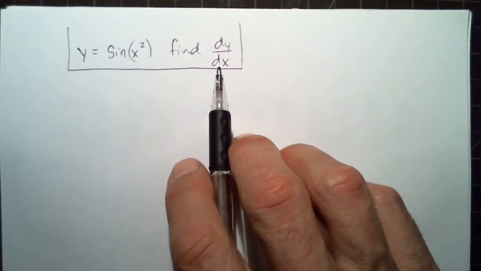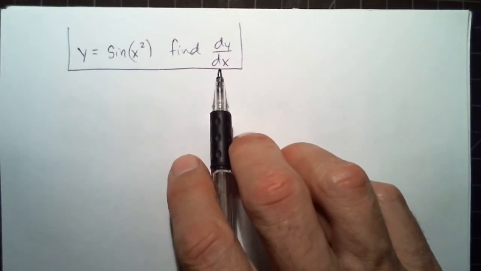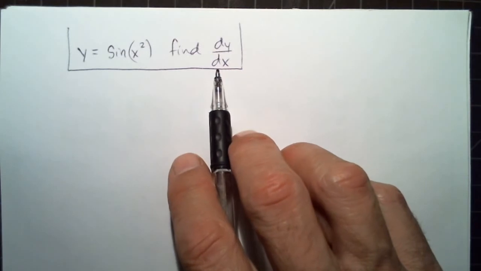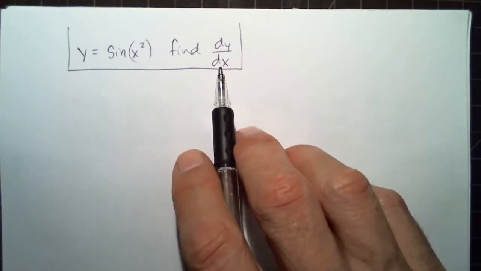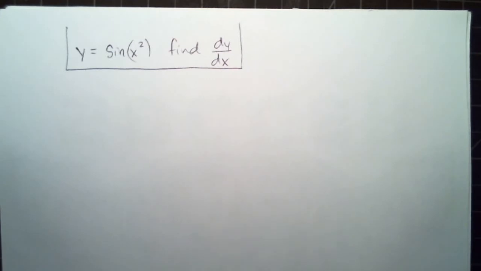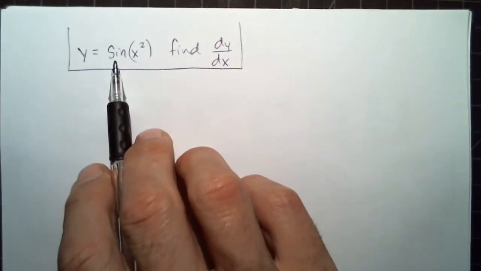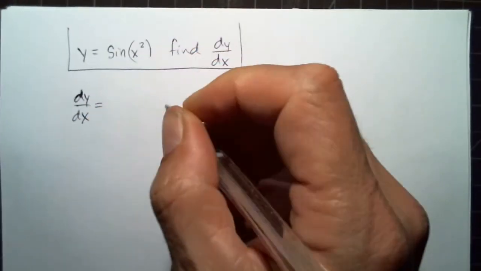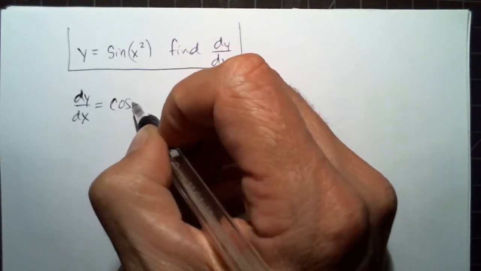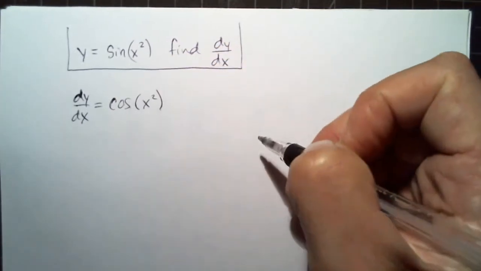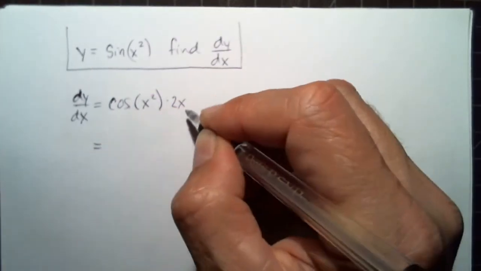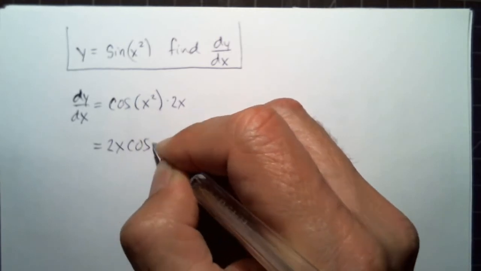Okay, and here's just another review of derivative notation. This means the derivative of y with respect to x, and we could have also written y prime. All right, so we need to identify the outside and the inside. The derivative of the outside, leaving the inside the same, times the derivative of the inside, 2x, and then we could just put it as 2x cosine x squared.